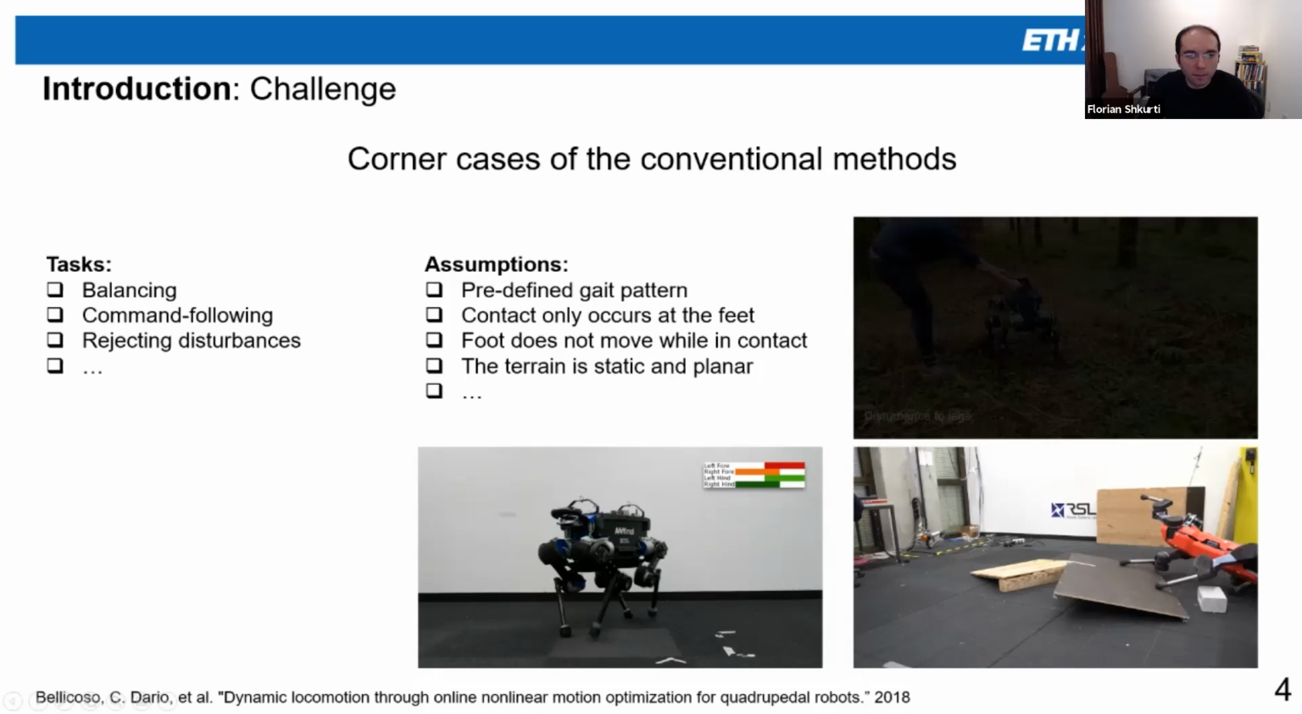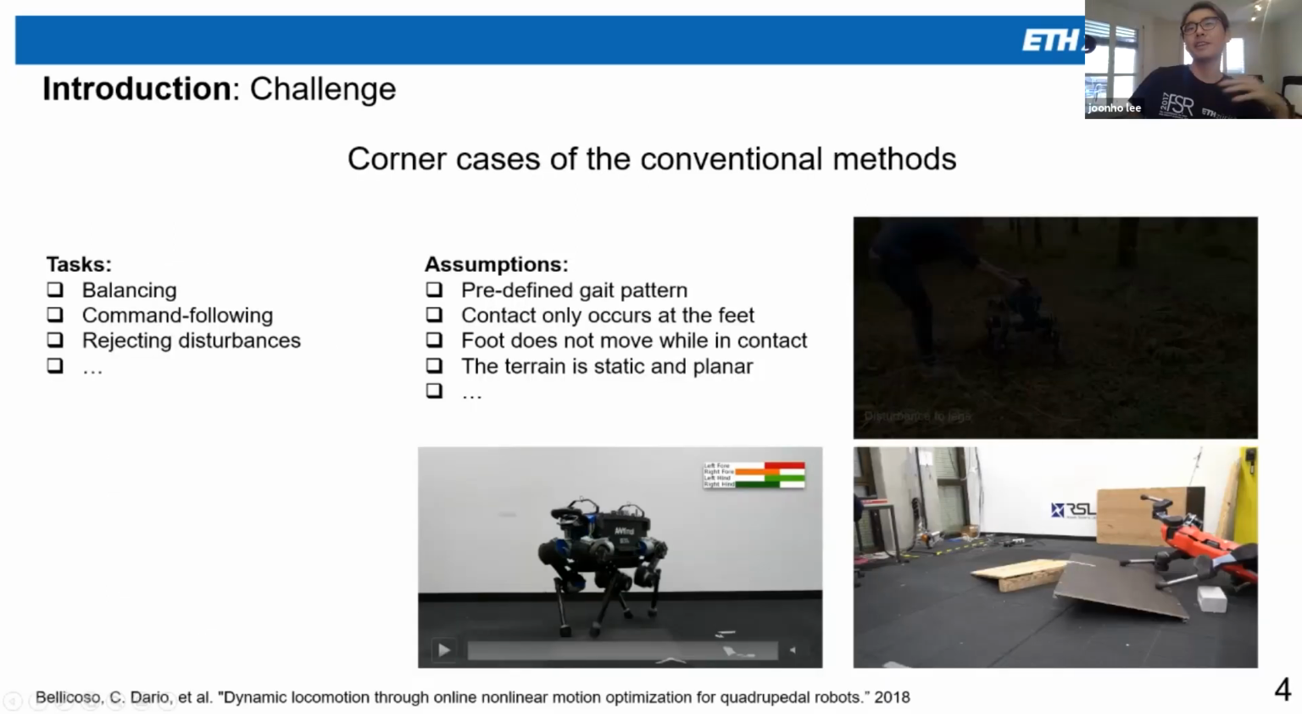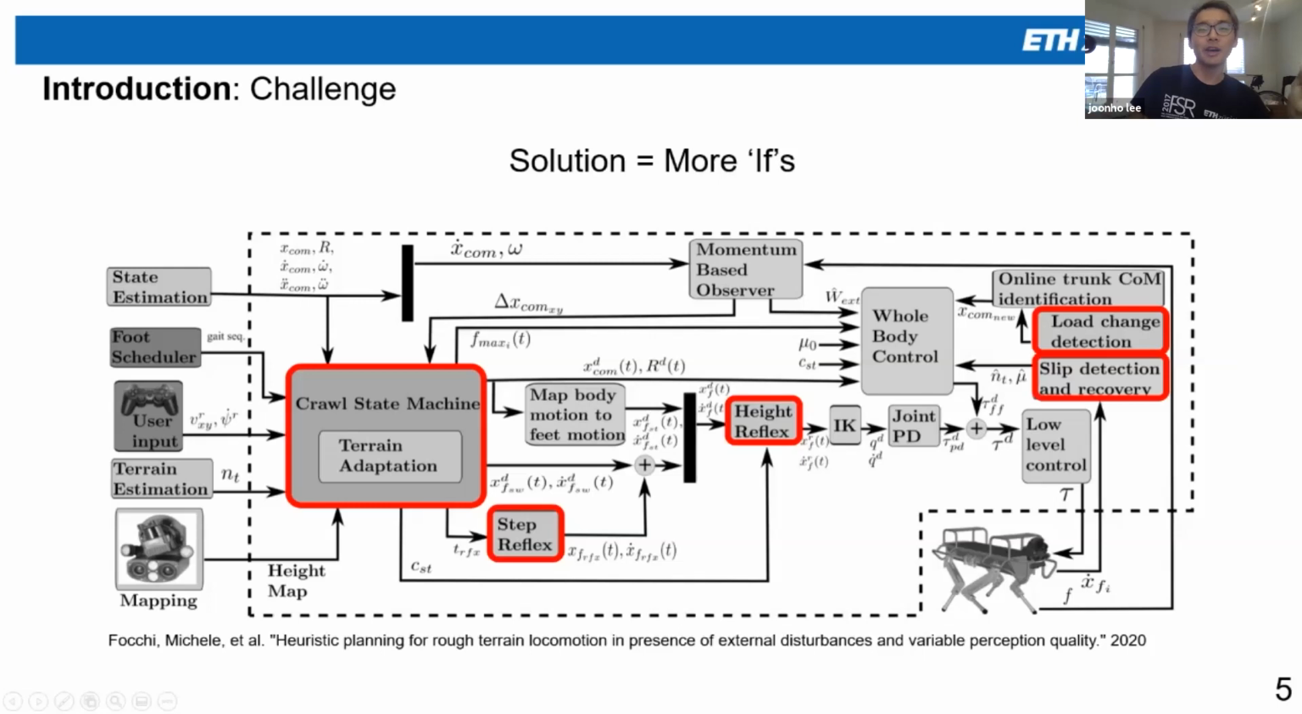So there can be many corner cases, and what people usually do to solve these corner cases is add some reactive control modules. This is a block diagram of a controller from a well-known lab, and ANYmal also has a similar structure. So you can see many reflex or recovery modules.